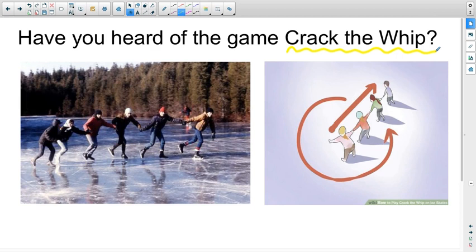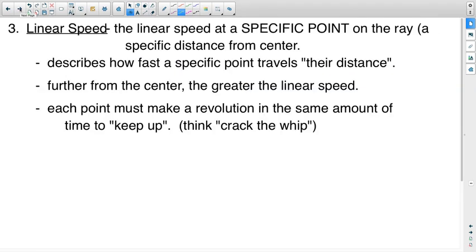And so if we think about these people going around in a circle, you can imagine what's going to happen to the person on the outside, this poor guy right here. I don't know, he's going to have a struggle to keep up with the rest. So that was a game of Crack the Whip. If you've never done it before, you could try it. It's kind of interesting, but it's a good way to think about our next speed, and that is linear speed.